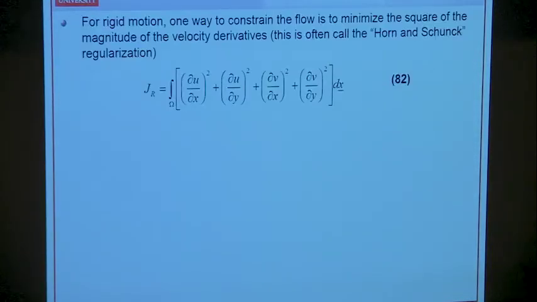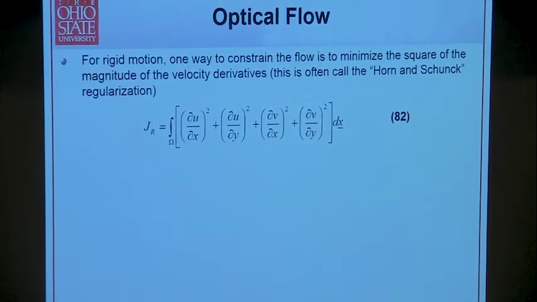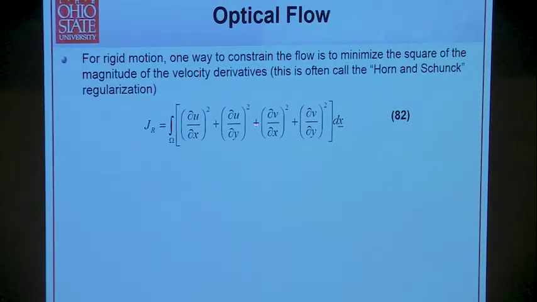So let's look at the original method from Horn and Schunck. Really, again, solid body rigid motion. One way is to minimize the square of the magnitude of velocity derivatives. This is the most predominantly used regularizer, called the Horn and Schunck regularization. And if you think about it for solid motion, this actually makes a lot of sense. If I move a solid object through space, everything is kind of moving in unison.